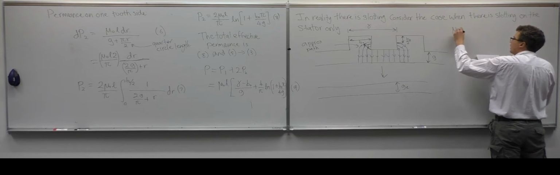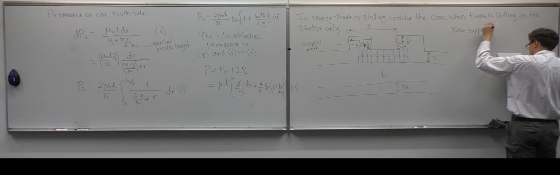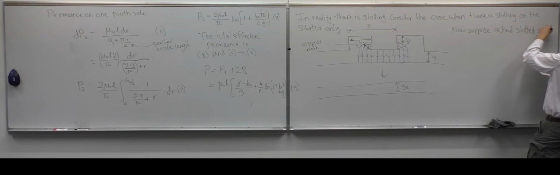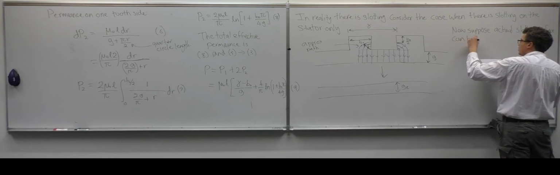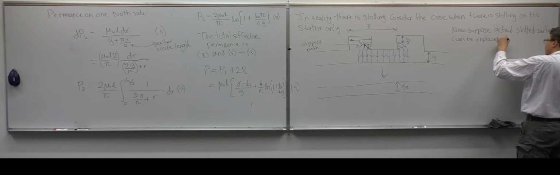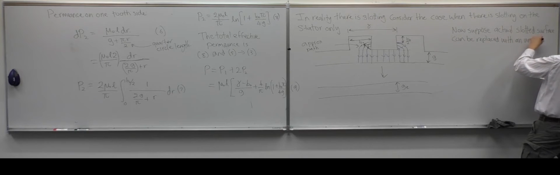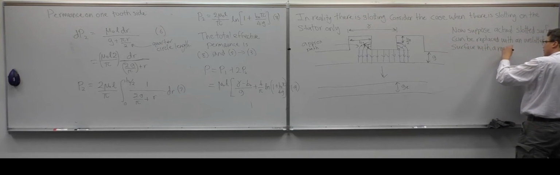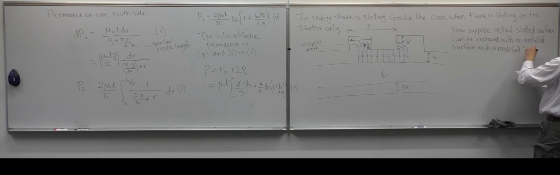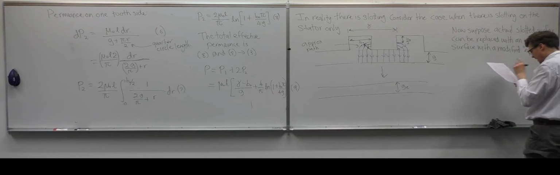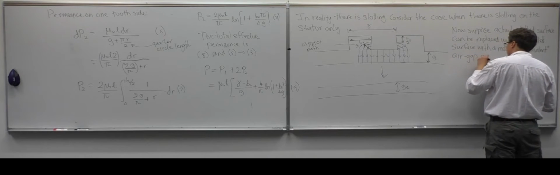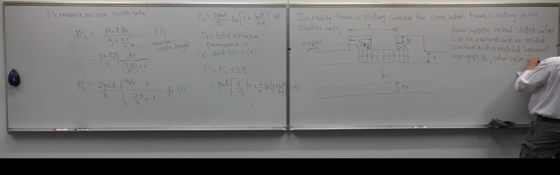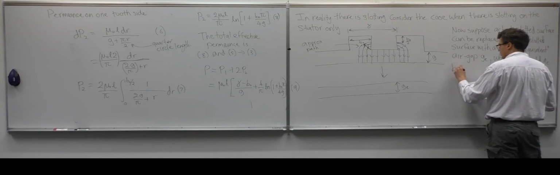Let me write something down. So now, suppose the actual slotted surface can be replaced with an unslotted surface with a modified equivalent air gap, G sub E. The question is, what value would G_E be?